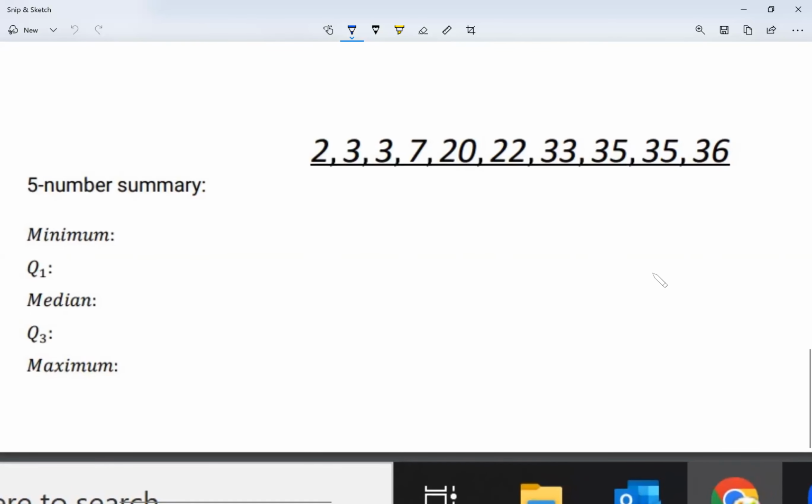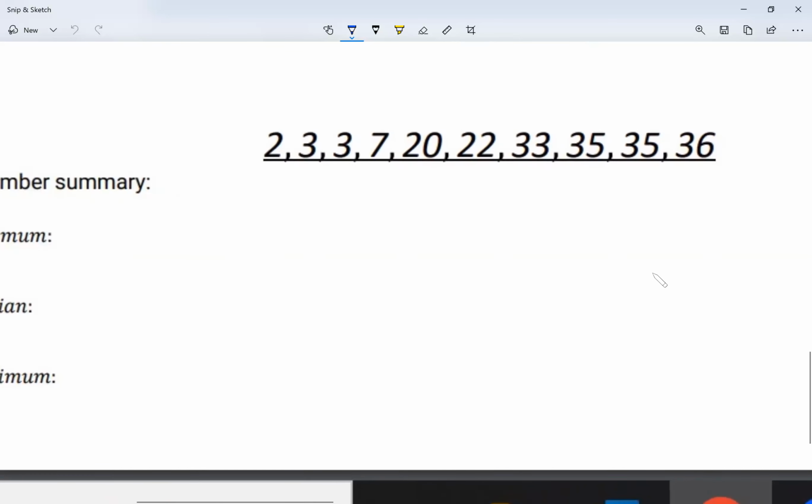What I'm going to do, first of all, is find the center of my list. Now, the center might be a number. If I have an odd amount of numbers, the center will be a number. But if I have an even amount of numbers, the center will not be one of my numbers here.